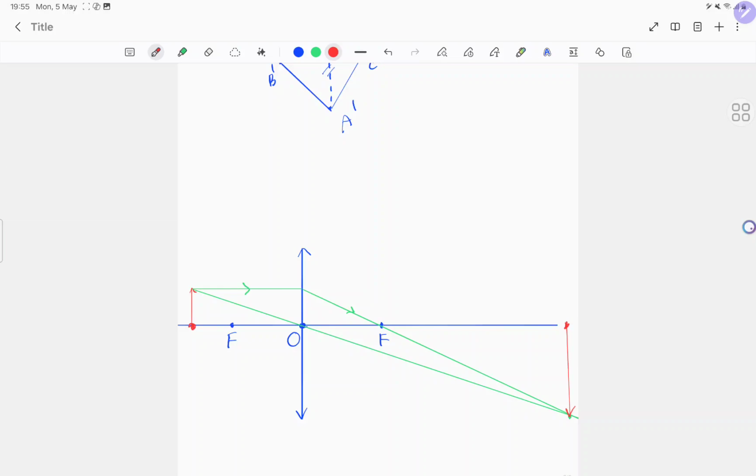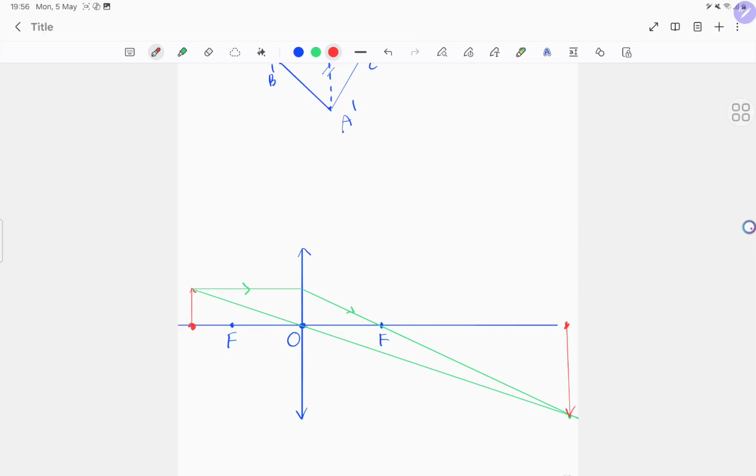So to draw the image produced by a lens, you have to draw the image of the top of the object. Normally they will give you a standing-up one. So you just draw the image of the top of the object, and then you make a perpendicular segment for the whole image. That's all. Is that your question?